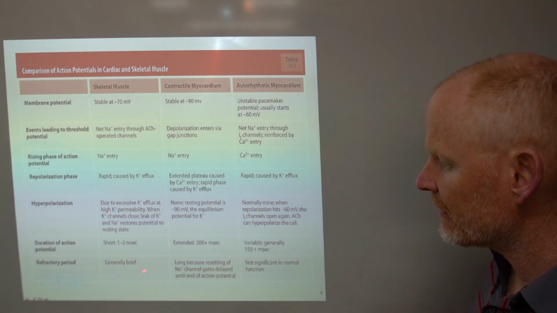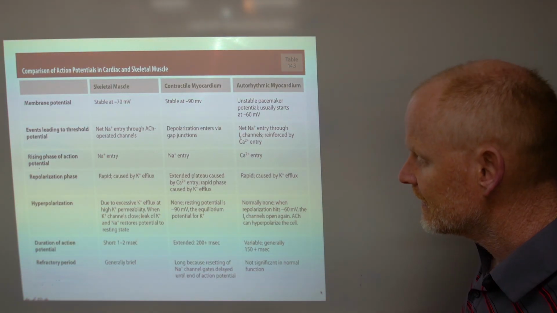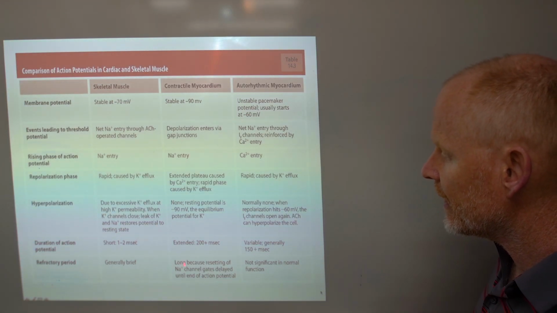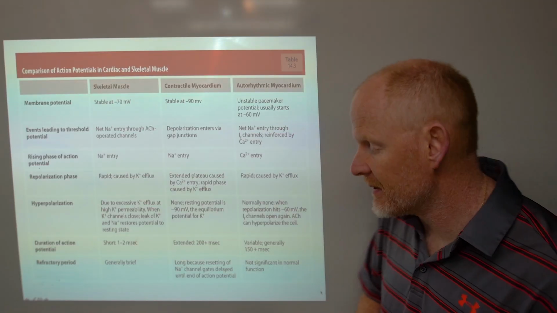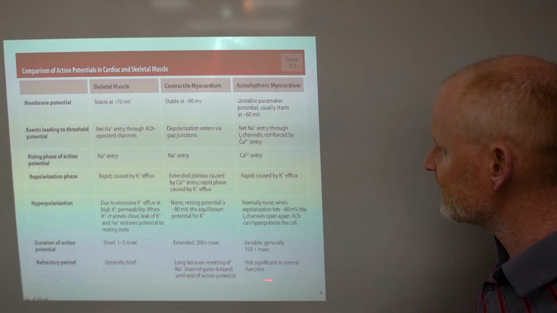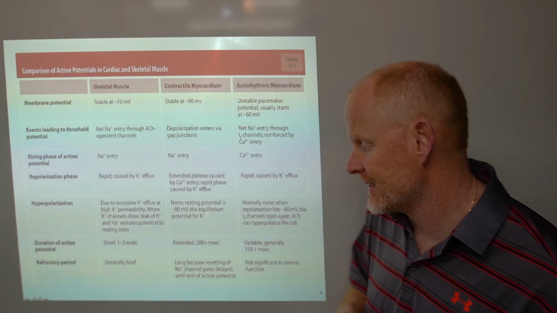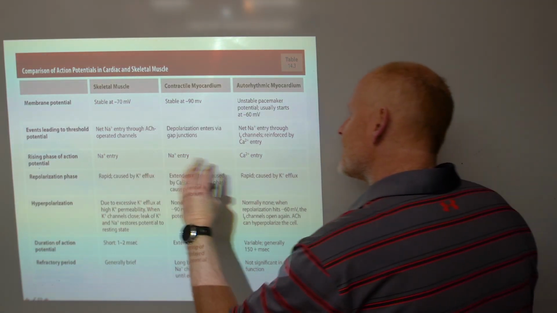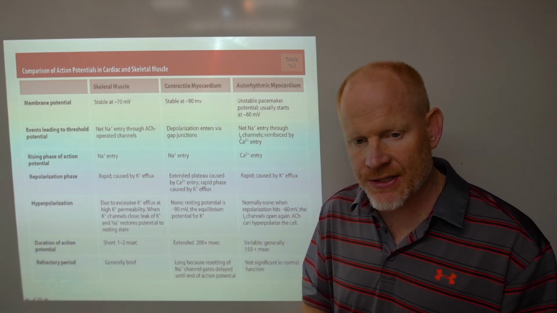Refractory period, generally very brief, so you can stimulate skeletal muscle multiple times in a second. Long in cardiomyocytes because you want them to completely contract and relax before you can stimulate them again. And then it's not significant. It doesn't really affect autorhythmic cells at all because they're always creeping anyway. They never rest. So that's a really nice comparison across skeletal and the two types of cardiac myocytes that you see.